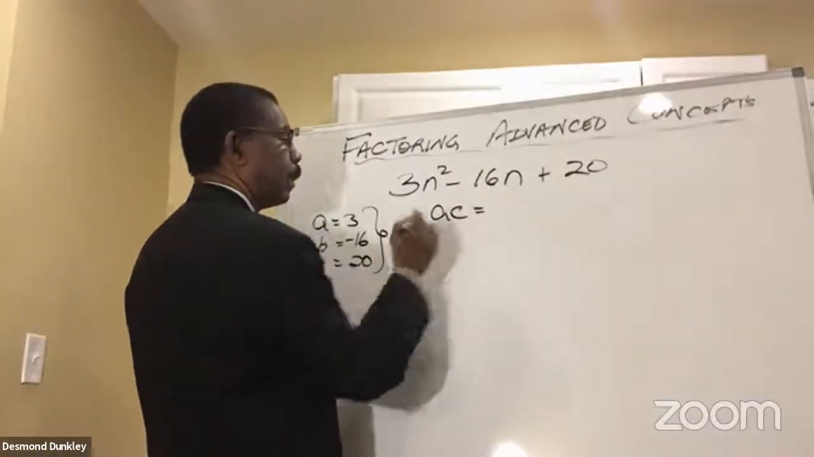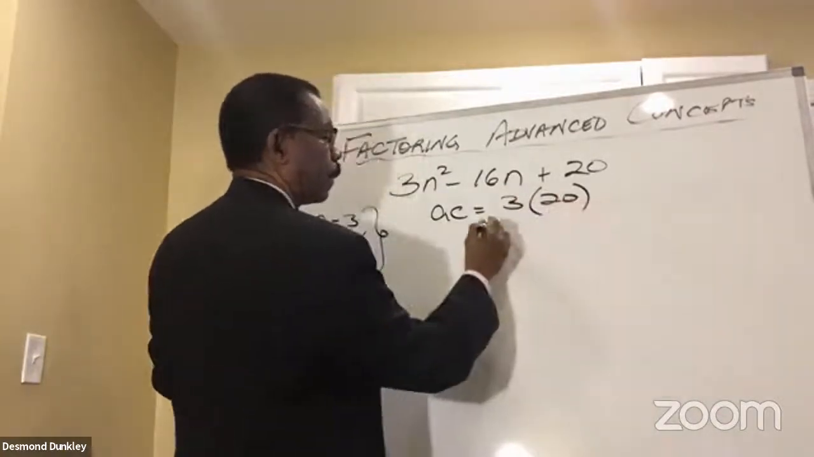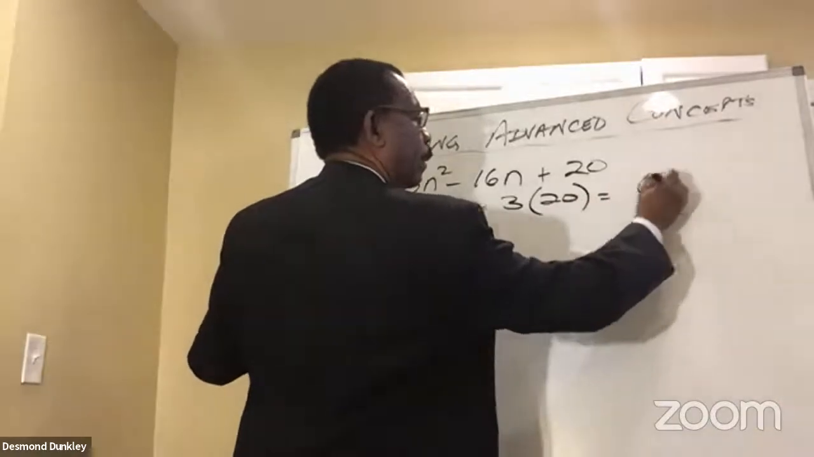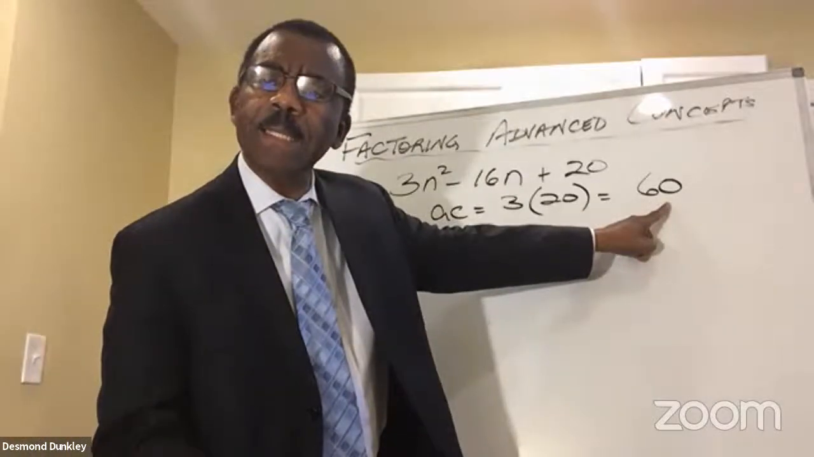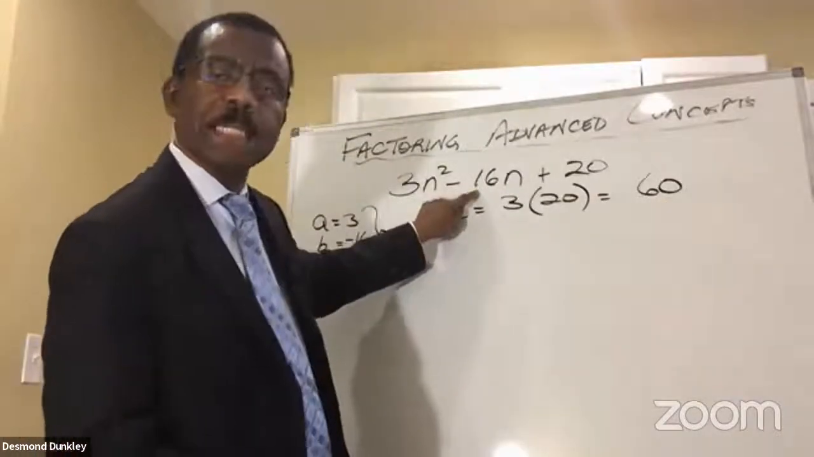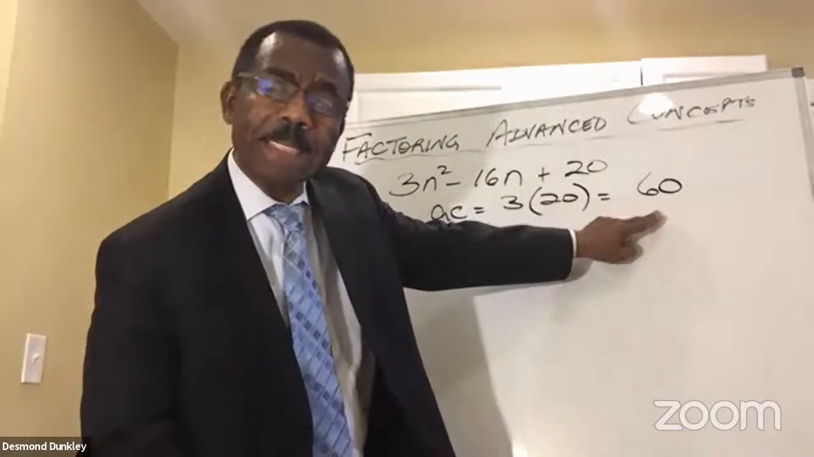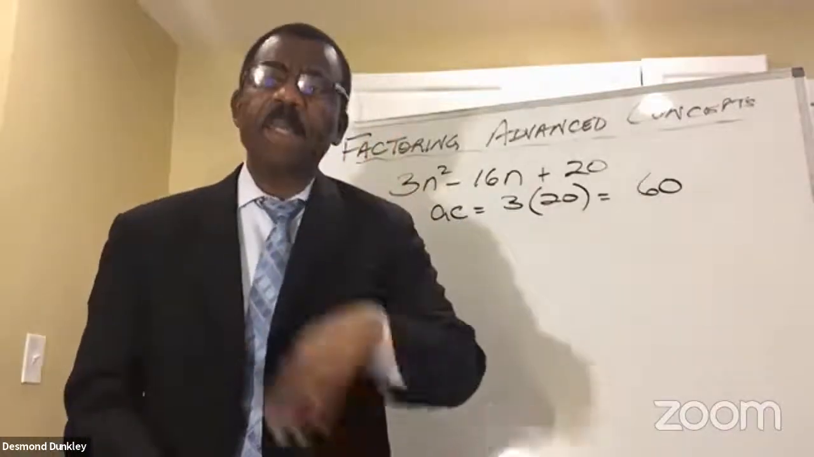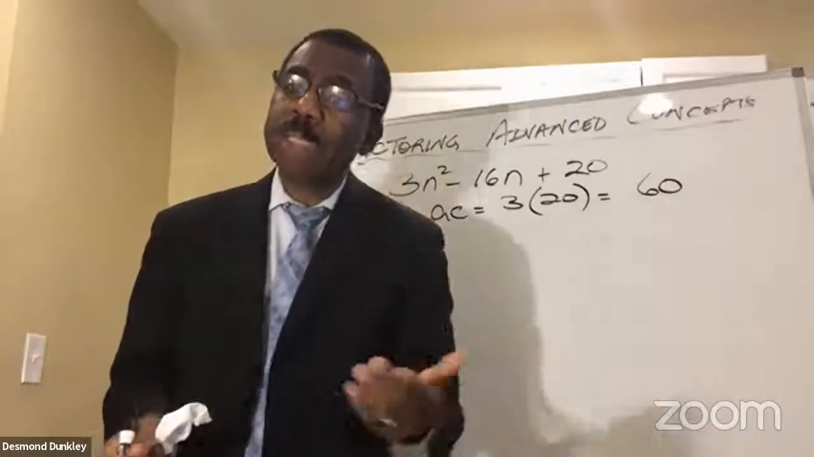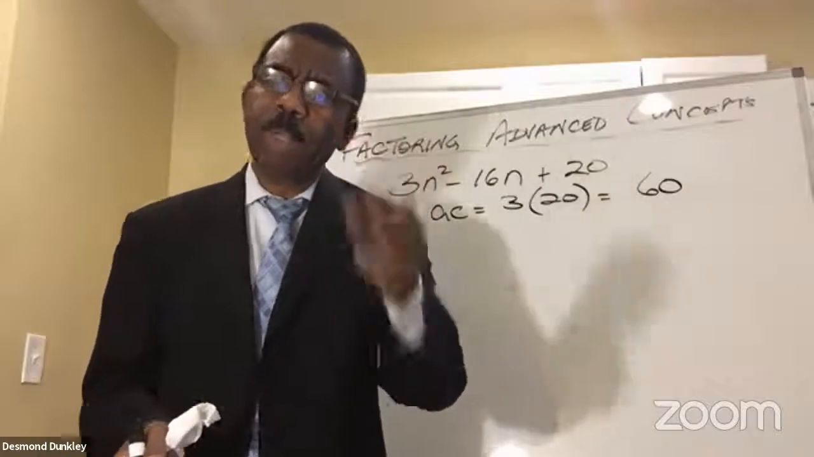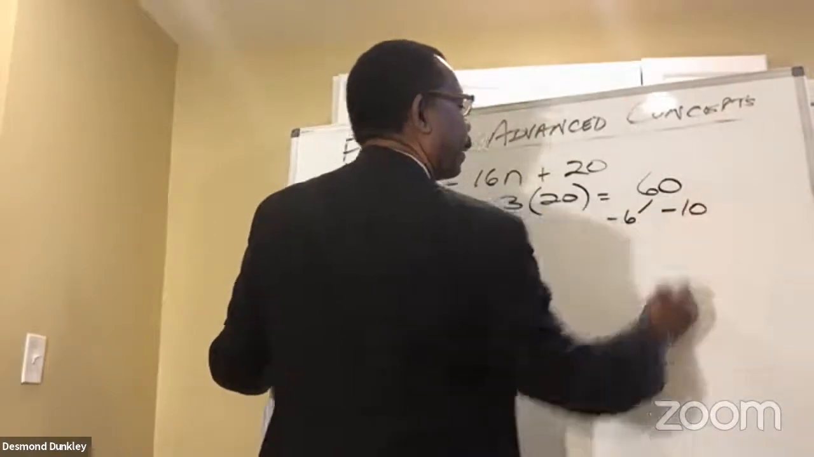A times C is equal to 3 times 20, which is equal to 60. What two numbers multiply to give us 60 and add to give us negative 16? They multiply to give us positive 60, so they must be the same sign. They add to give us negative 16, so the fact that they add to give us a negative and they are the same sign means that there are two negative numbers. The numbers that we would get would be negative 6 and negative 10.